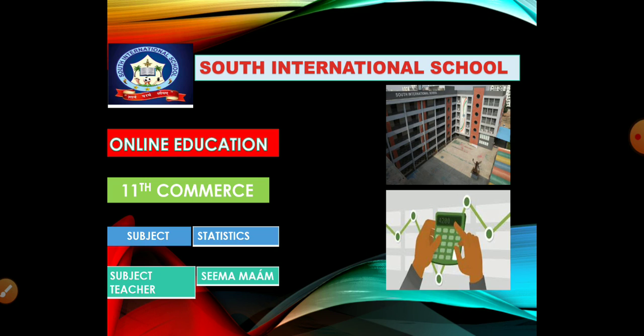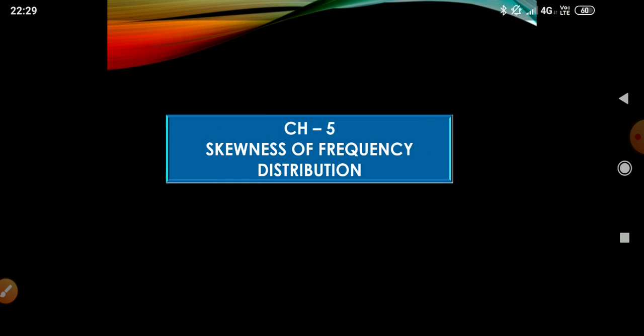Today we are going to learn another topic of statistics, which is in chapter 5. You might have gone through the textbook. Your chapter 5 name is Skewness of frequency distribution. Today we are going to learn the formulas of skewness of frequency distribution. What do you mean by skewness and what does it contain? So we will learn the theory as well as the formula of chapter number 5.